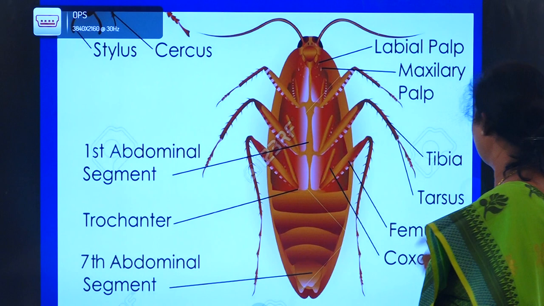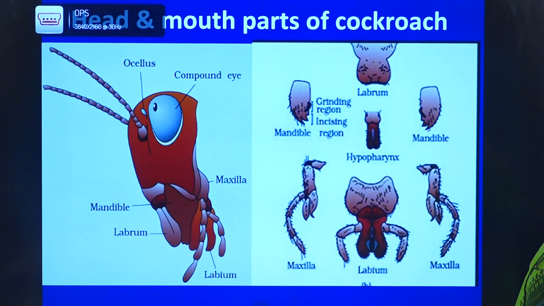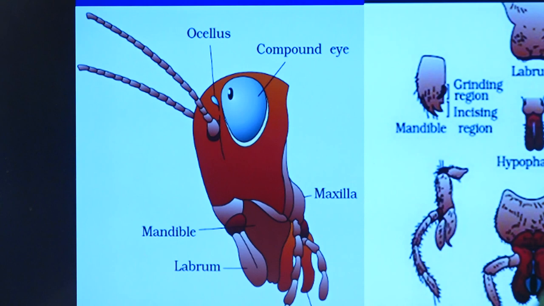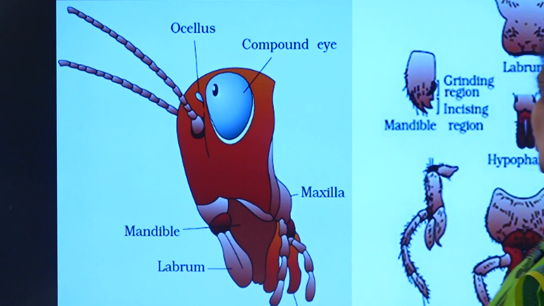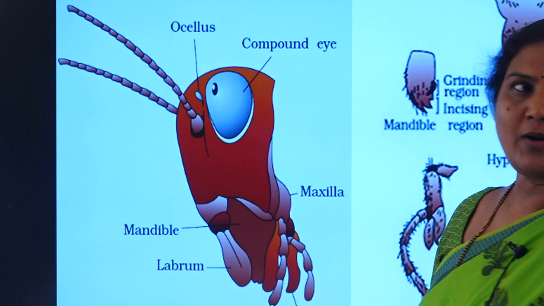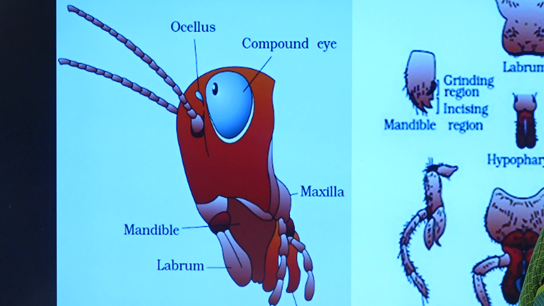Okay, let us have a look at the head of this cockroach. See, cockroach's head is ventrally located. It is pear shaped. The head has many parts, one compound eye. Inside a compound eye there are units that capture the image, called ommatidia.